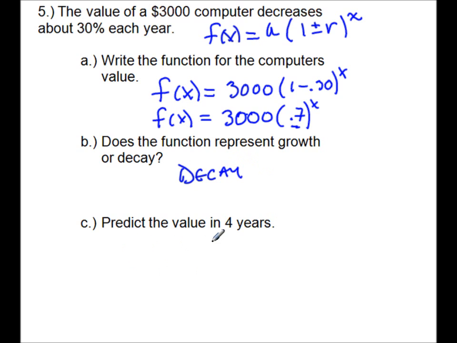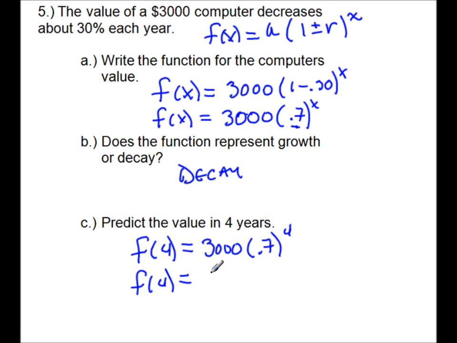And then it says predict the value in 4 years. So now we use the function that we came up with, f of 4 equals 3,000 times 0.7 to the 4th power. And so we punch this into our calculators, and when we put it into the calculator, we get that this is going to be $720.20. And that's your answer.